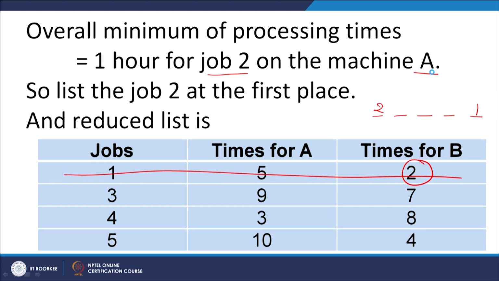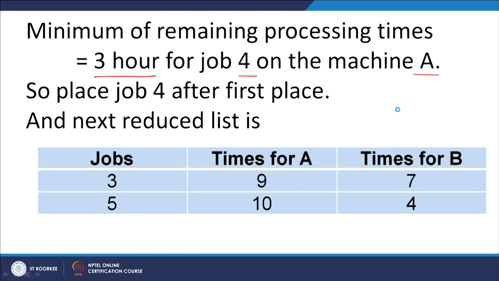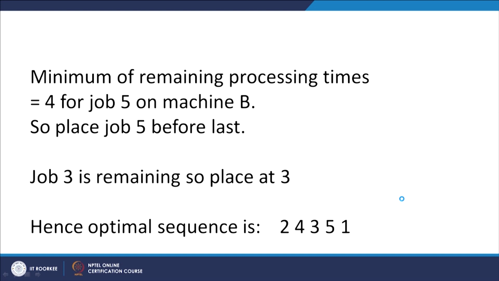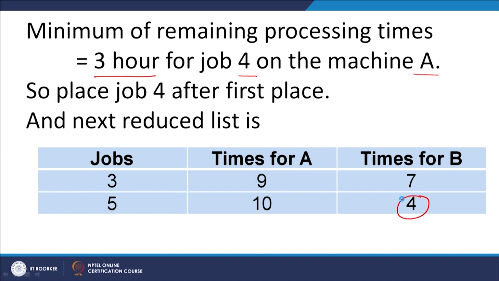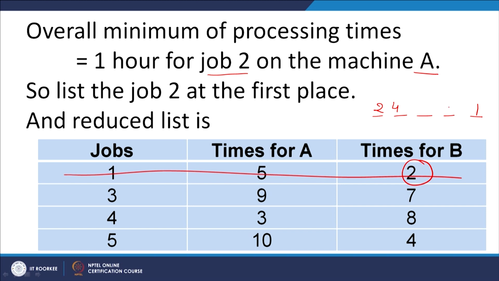Let us go back here. Again, the reduced list now remains only 2 rows, and you can see that 4 is the minimum. So, the minimum of the remaining processing times is 4 for job 5 on machine B. So, you have to place 5 before last. And of course, there is only one job that is remaining, so that has to be placed in the middle.